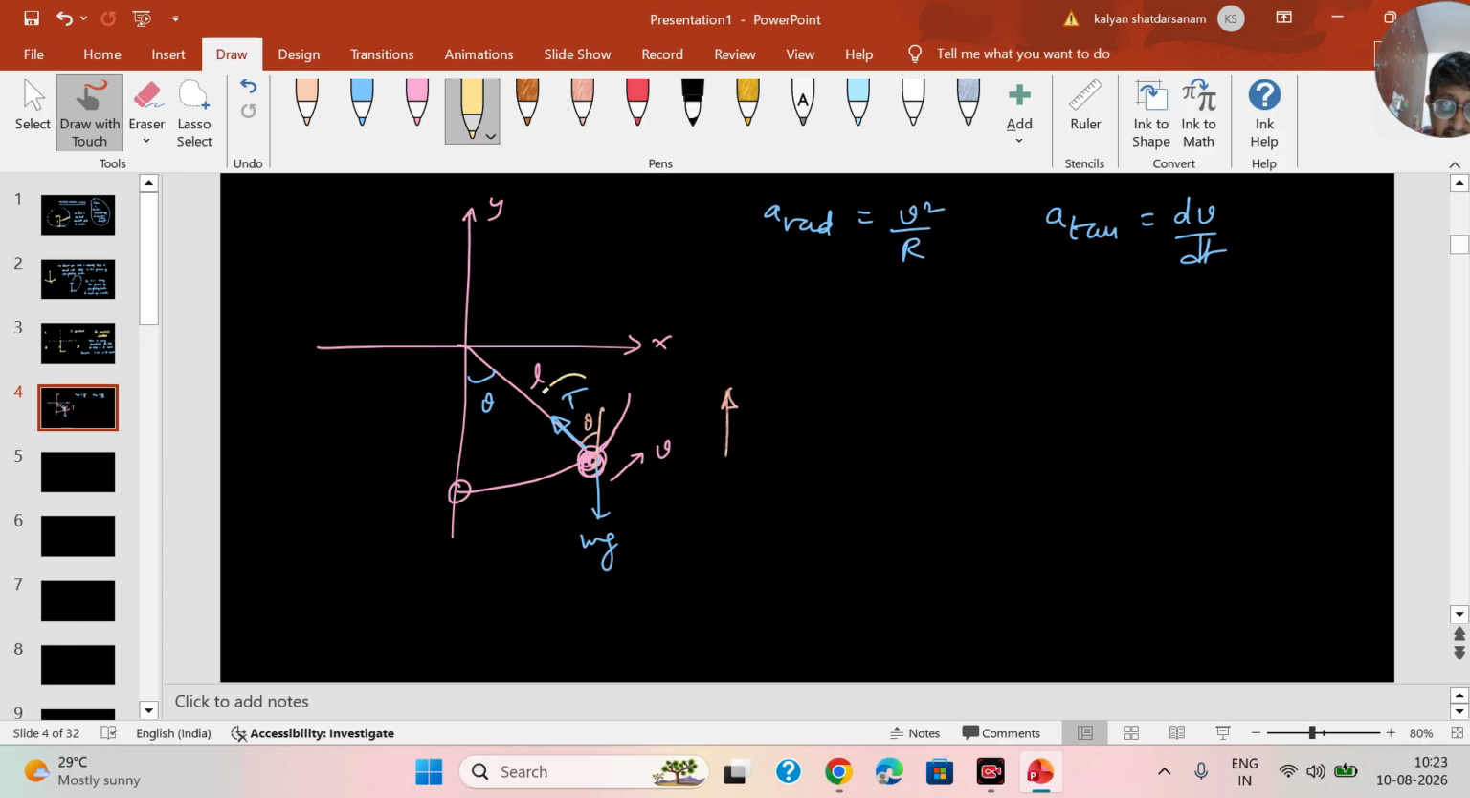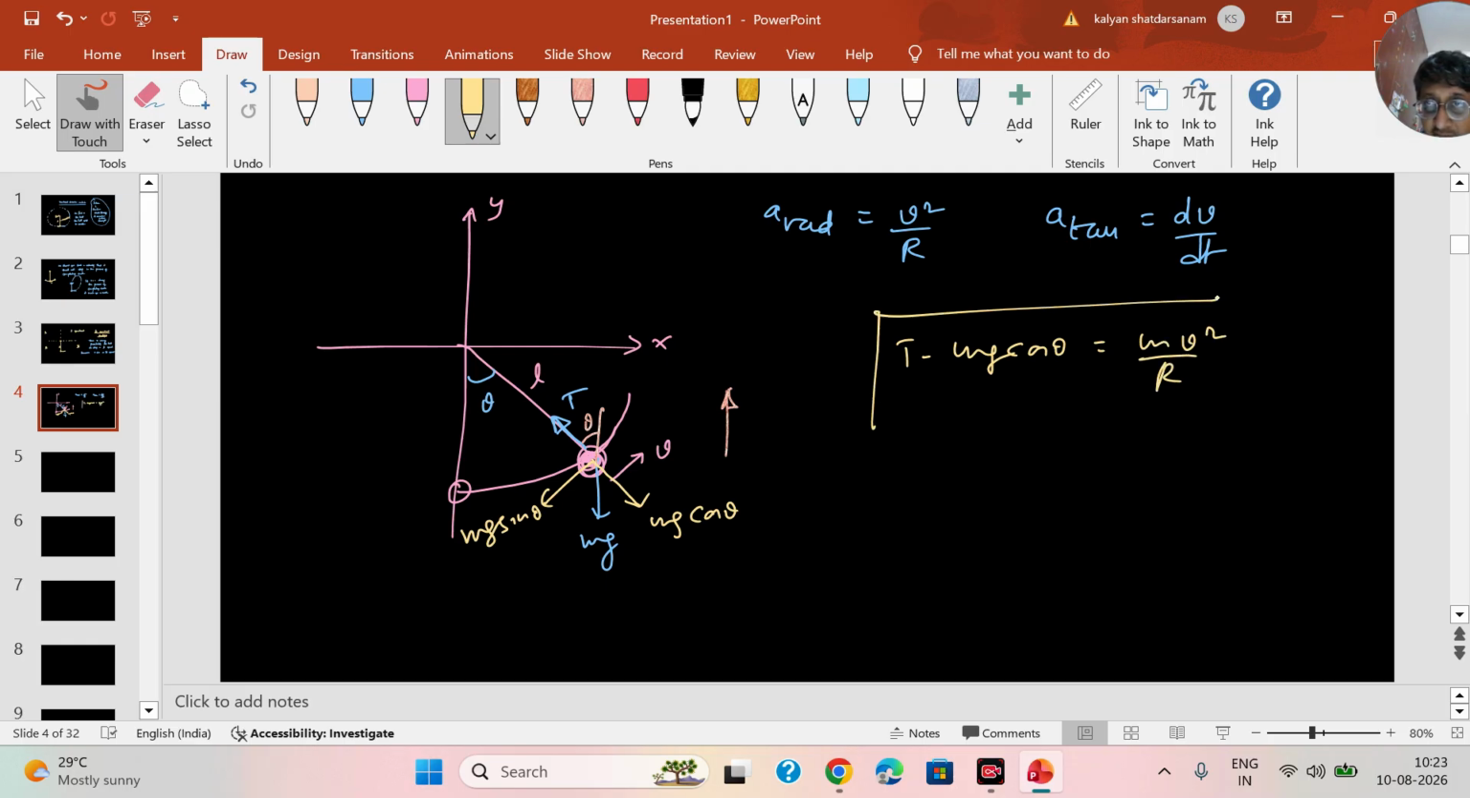So radial, there is already T in the radial direction towards the center. Mg I'll split into mg cos theta, that's away from the radial, and mg sin theta, that's along the tangential. So we have T minus mg cos theta, the net force in the radial, is mv square by r. This equation is of utmost importance for us right now. You can also write the tangential: mg sin theta is minus m dv by dt. Minus because speed is reducing. This is Newton's law in the tangential direction.